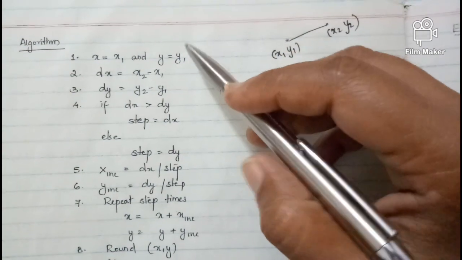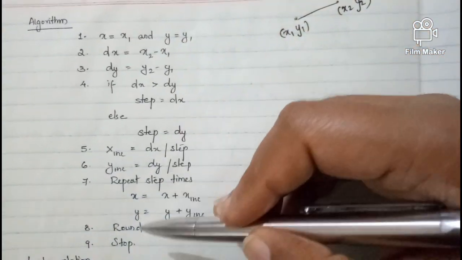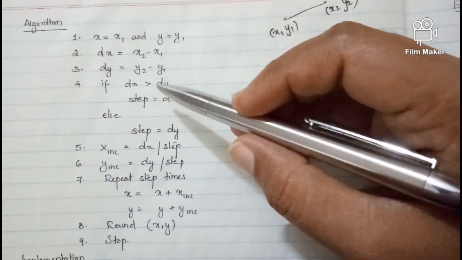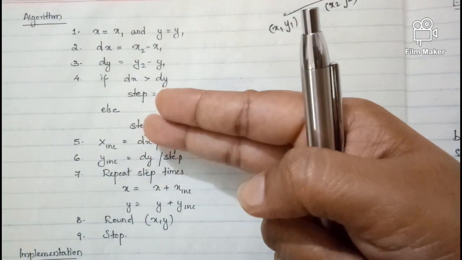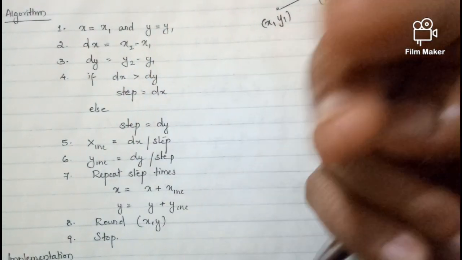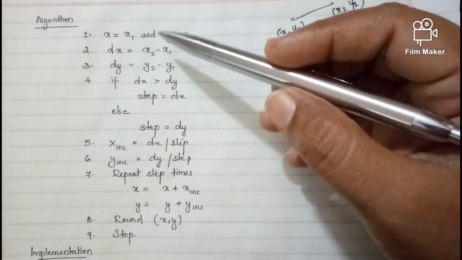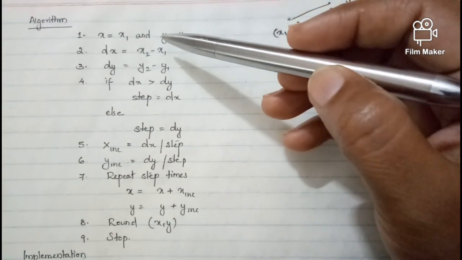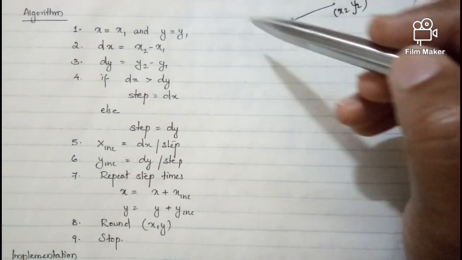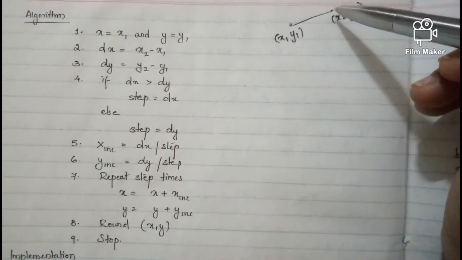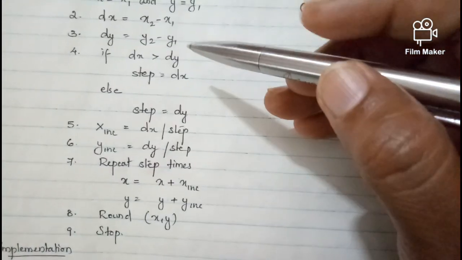Now let us see how the DDA line algorithm can be written. We have already understood how it works. It uses two sets of equations: one set to plot lines with slope less than 1 and another set to plot lines with slope greater than 1. Using these sets of equations, DDA works in such a way that all the pixels between the two end points are plotted correctly. Let us now see how the algorithm can be written.